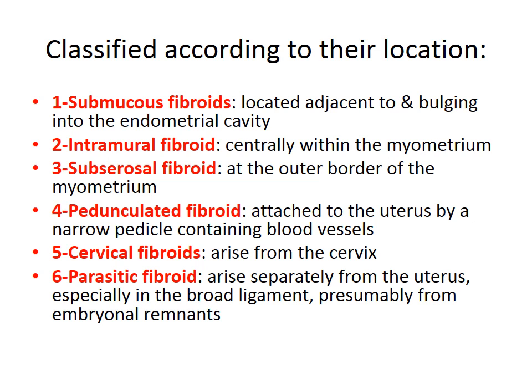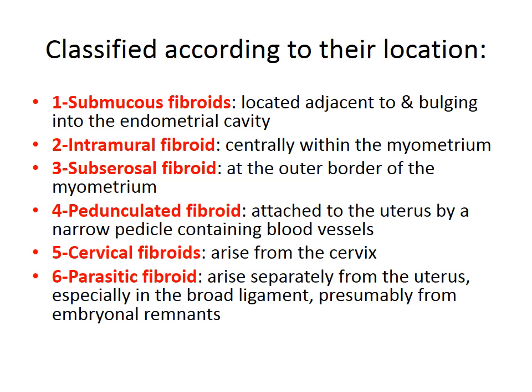The first one is the submucosal fibroid. Here, the fibroid is located adjacent to and bulging into the endometrial cavity. The second type is the intramural fibroid, which is located centrally within the myometrium, while the subserosal fibroid is located at the outer border of the myometrium, that is to say, near the serosa. A pedunculated fibroid is a fibroid that is attached to the uterus by a narrow pedicle that contains the feeding blood vessels, while cervical fibroids are those which arise from the cervix.